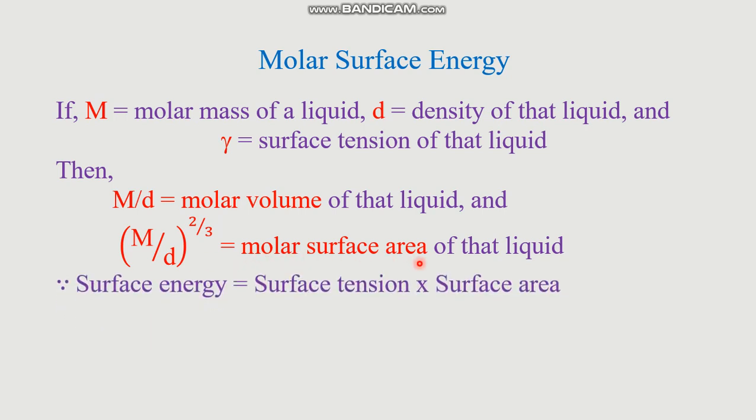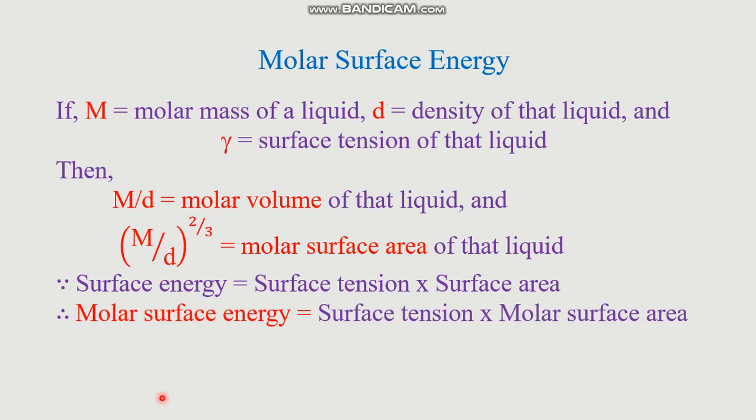Now we know that surface energy is the product of surface tension and surface area. So if we put molar surface area in place of surface area, then surface energy becomes molar surface energy. So molar surface energy must have the expression surface tension into molar surface area. Surface tension has been taken as gamma, and for molar surface area we have just found its expression, (m by d) to the power 2/3. So the expression of molar surface energy must be equal to gamma into (m by d) to the power 2/3.